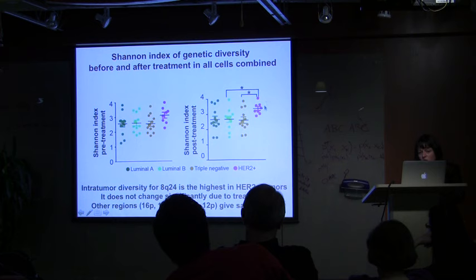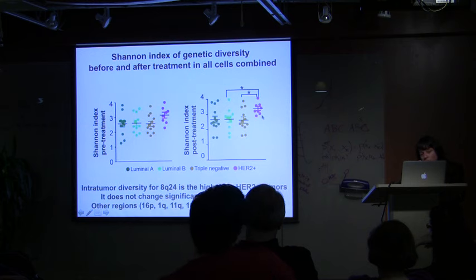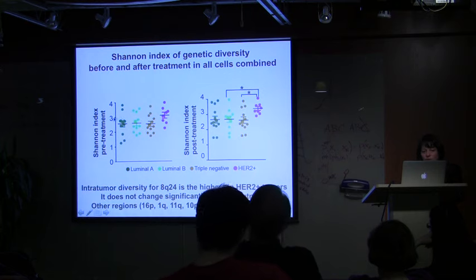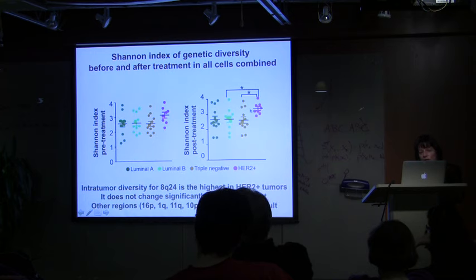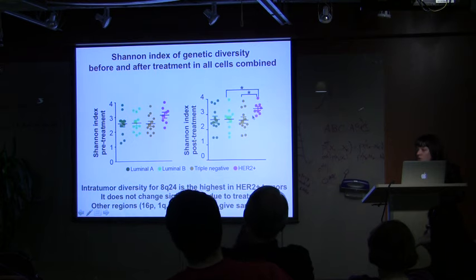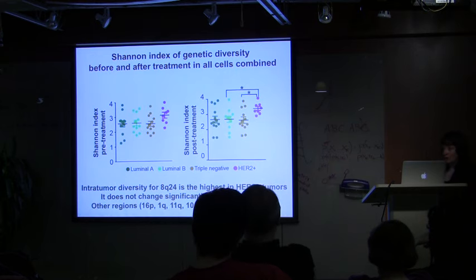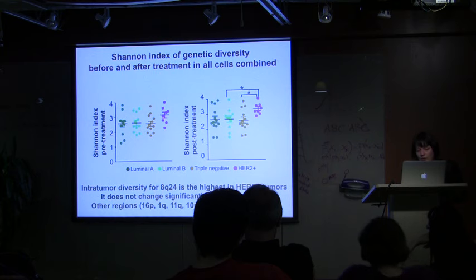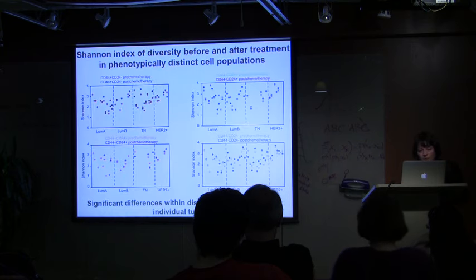But then we saw that the HER2 positive subtype, the purple one, seems to have a higher diversity for this particular locus, 8q24, but it's not changing significantly. If you look at the scale, they are very high diversity on a 1 to 4 scale. One would be very low diversity, but none of them had that low score. They are usually around 2 to 3, and then they remain 2 to 3, and the HER2 is more like 3 to 4, and it remains 3 to 4, meaning the diversity doesn't change. Of course, it doesn't mean that the cancer doesn't change, but they remain diverse.